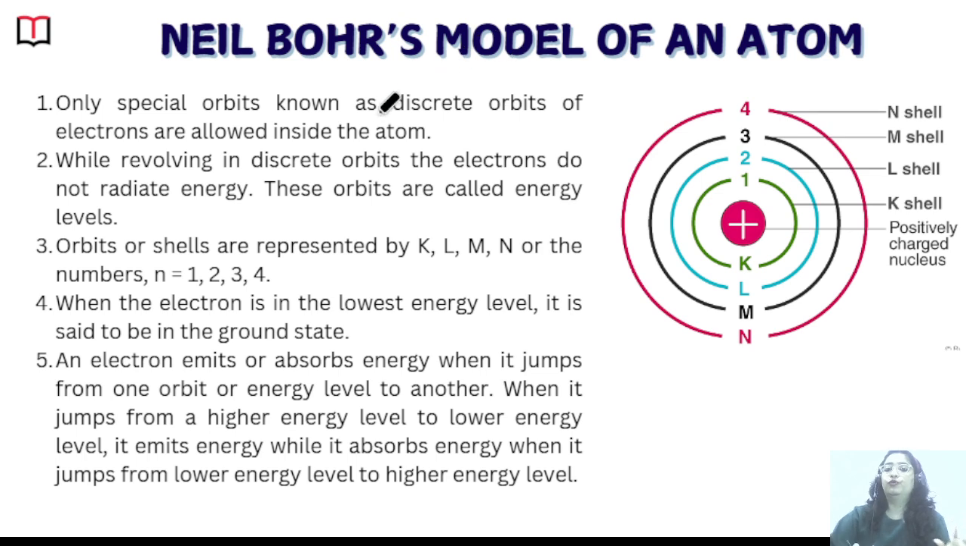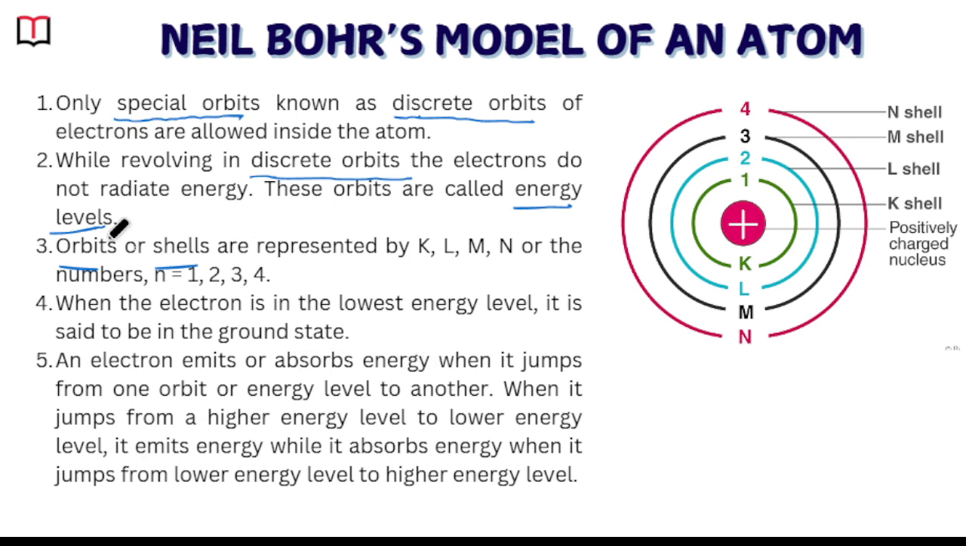When the electrons are moving in an orbit, they have their own special orbits, and those are called the discrete orbits. These discrete orbits have their own specific energy levels. These orbits are also called energy levels or energy shells, whatever you say. Orbits or shells, everything is correct. And while the electrons are moving in these energy shells, they do not radiate energy.